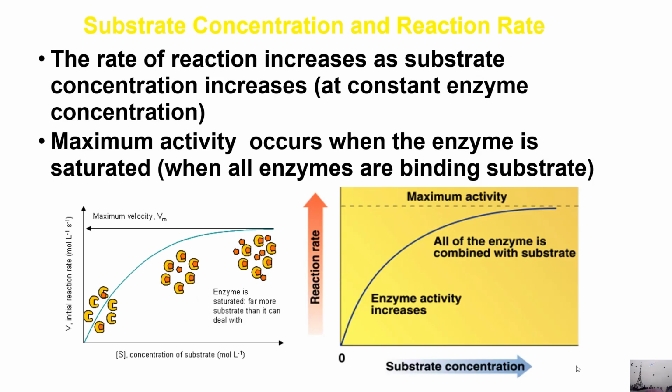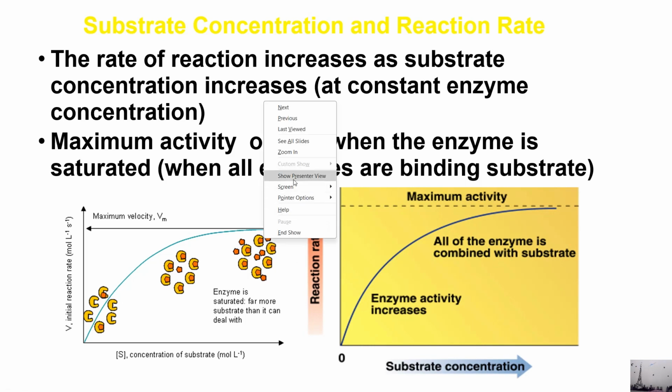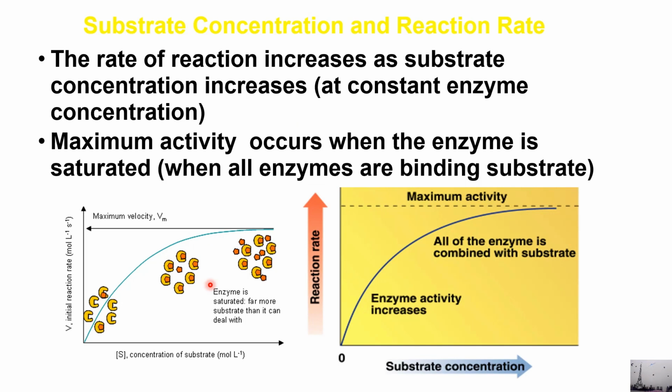Now, the rate of reaction will increase as substrate concentration increases at a constant enzyme concentration, and the maximum activity will occur when the enzyme is saturated. What does saturation mean? It means all the enzyme sites are already bound.